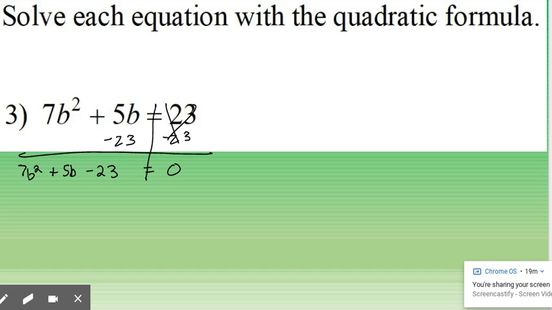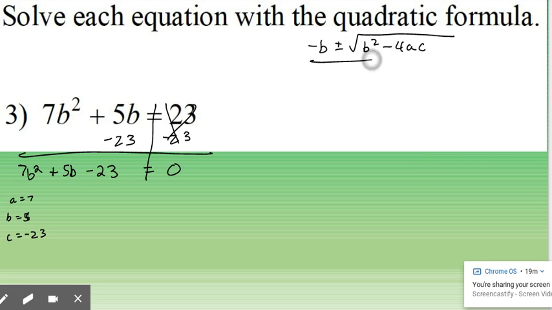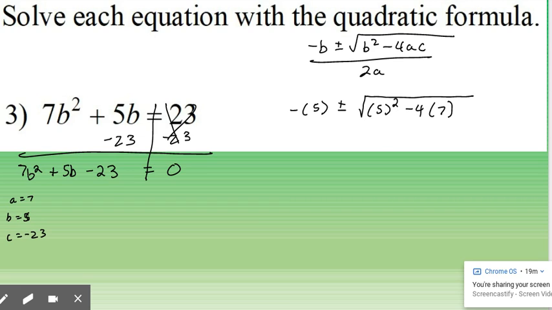Okay. Well, a is 7. B is 5. C is -23. And we're going to plug things into the quadratic formula. Okay, so -b. So I got -5 plus or minus the square root of b squared minus 4 times a times c, all over 2 times a. And I'm just plugging in the numbers as I do that.